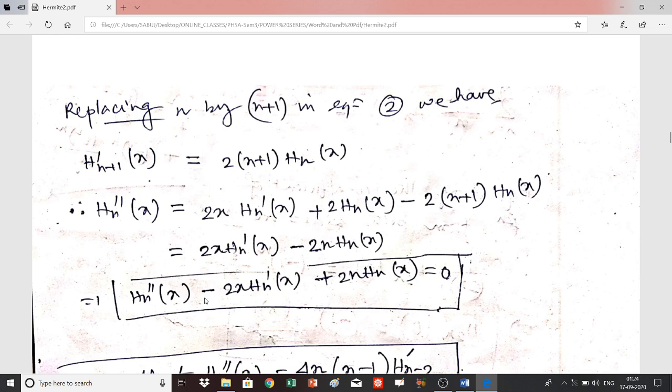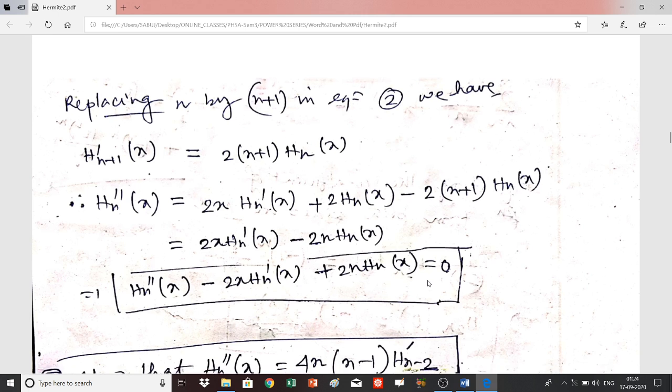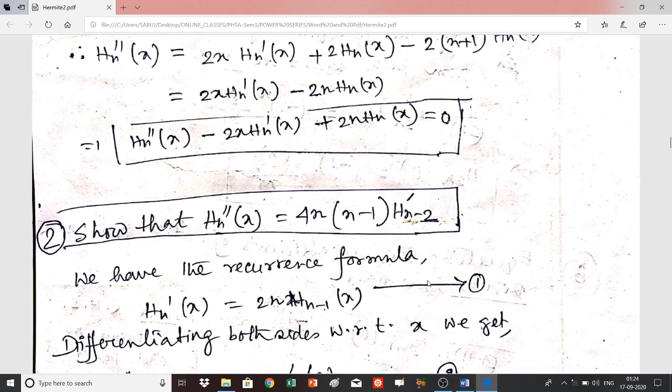That is, hn double prime x is equal to 2x hn prime x minus 2n hn x, and then take these two terms to the left hand side. So hn double prime x minus 2x hn prime x plus 2n hn x is equal to 0. And here is a problem.